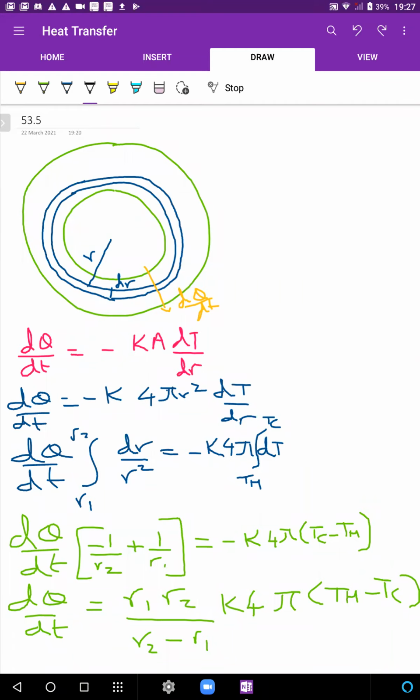The key is to take a small surface, a small spherical shell. And when we take such a small spherical shell, the area across that shell will not change considerably.